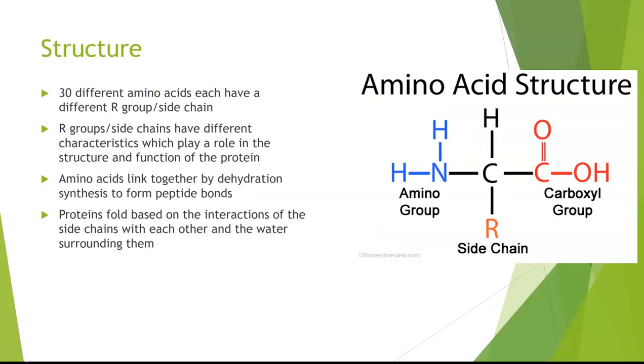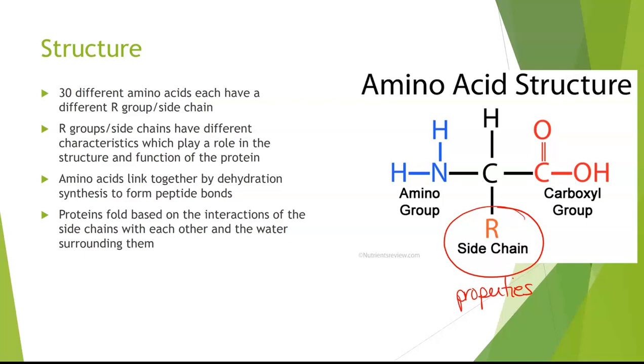More importantly, though, is the structure of the amino acid. There are 20 different amino acids, and each has a different side chain or R group. Those R groups are what determine the characteristics or the properties of that particular amino acid: if they're hydrophobic, hydrophilic, how they link to each other.